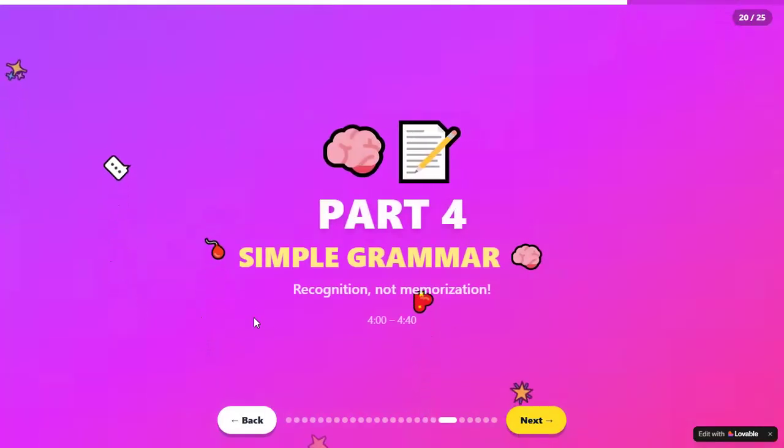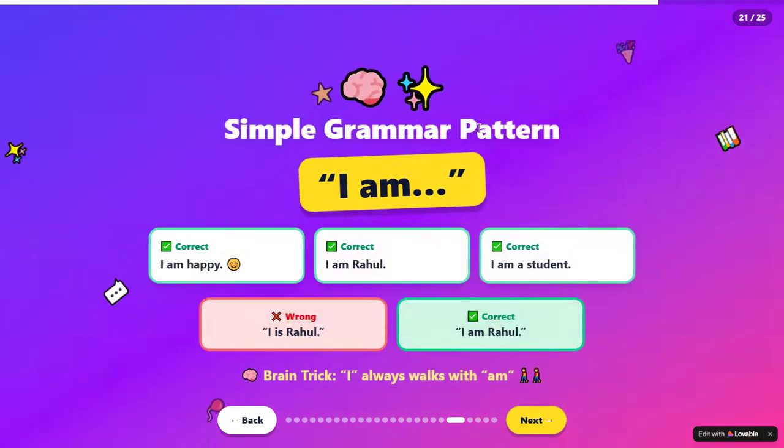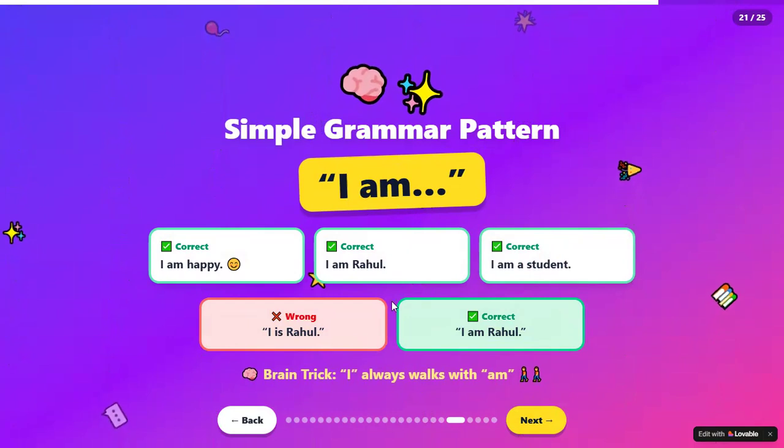Now, part 4, grammar, simple grammar, recognition, not memorization. Simple grammar pattern. I am. Okay. You see that I am happy. I am Rahul. I am a student. Wrong: I is Rahul is wrong. Correct: I am Rahul. Now remember this. This is your lesson for today.